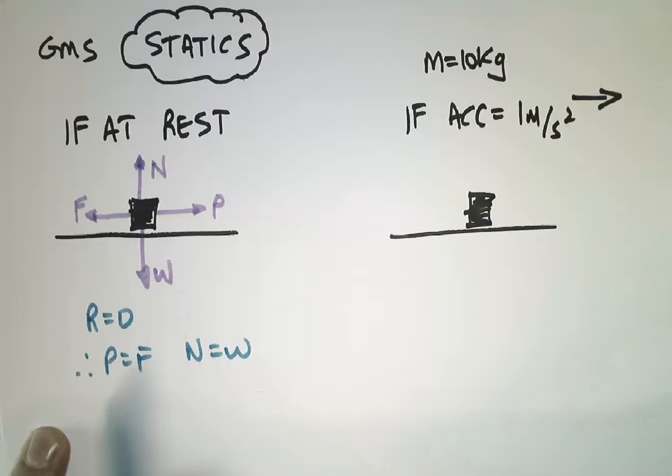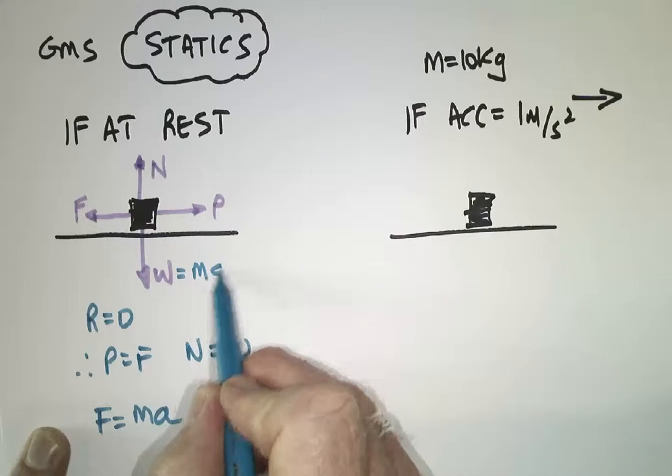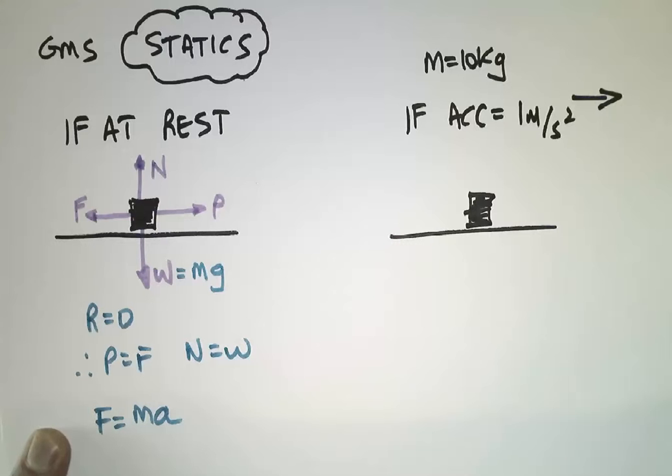Remembering that forces are always equal to mass times acceleration. Therefore, W will be the mass times acceleration, which in this case is gravity, which is the gravitational force.